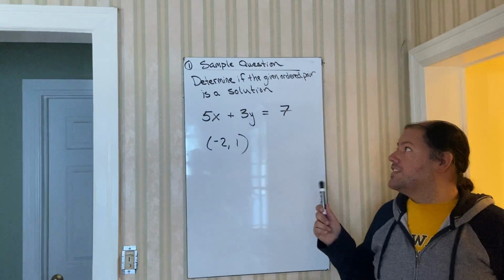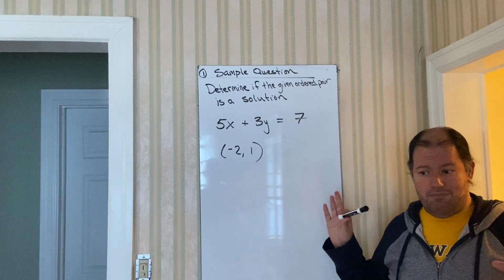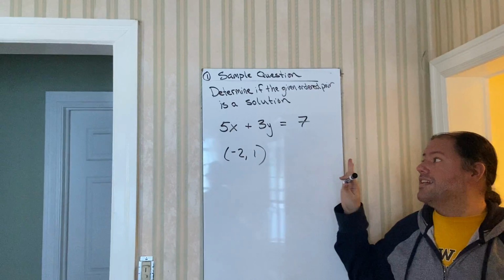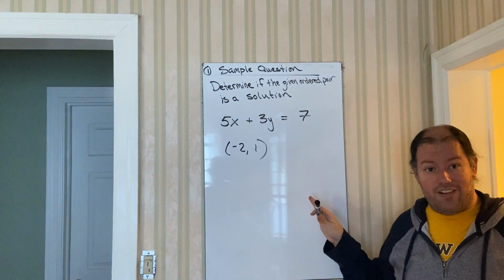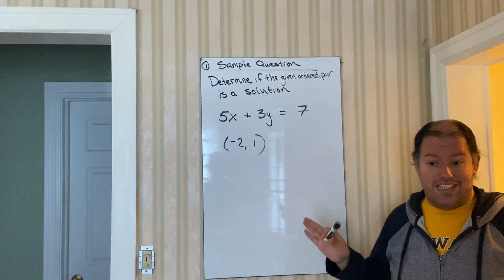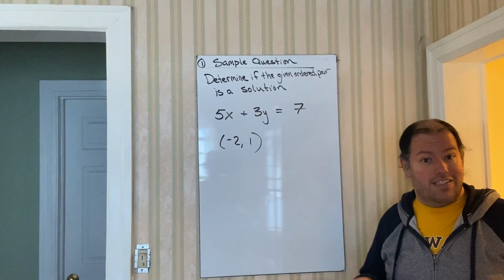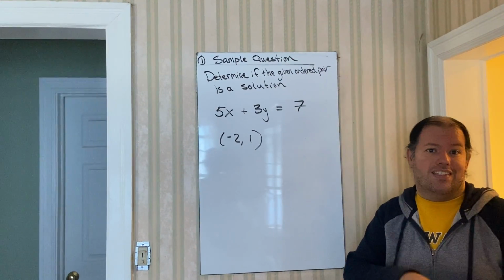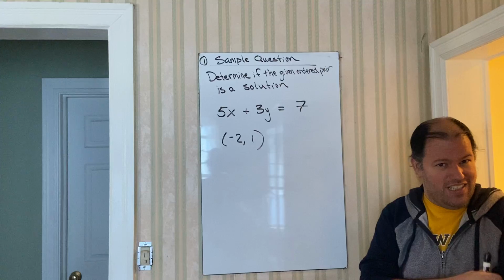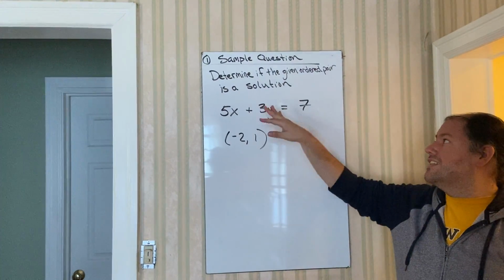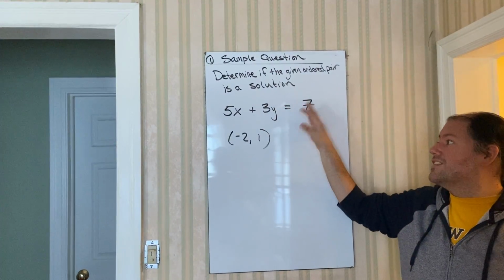So here's your first sample question. It's going to be a yes or no, so be very careful. You're not going to get any partial credit on this guy because it's either yes or no, so you got to be really careful. So it says determine if the given ordered pair is a solution.